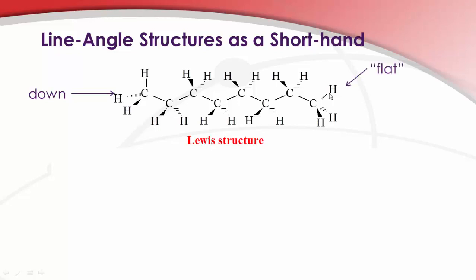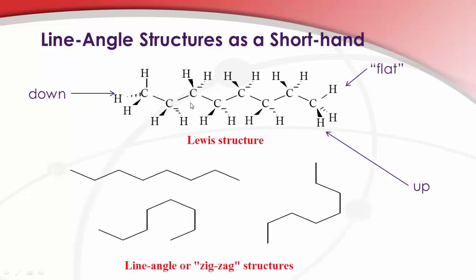Anytime we see a simple straight line, it's flat. And anytime we have this solid wedge, it'll be up out of the plane of the paper. We often will neglect this, but when we need to be explicit about the 3-dimensional structure, this is how we do it. Often, we'll simply draw a zigzag to represent the 109.5 degrees between the carbons and leave all of these hydrogens implied.